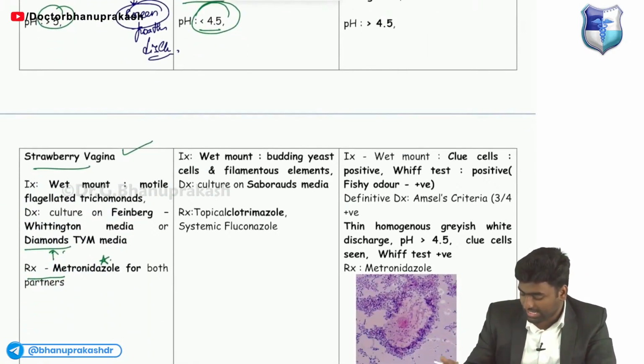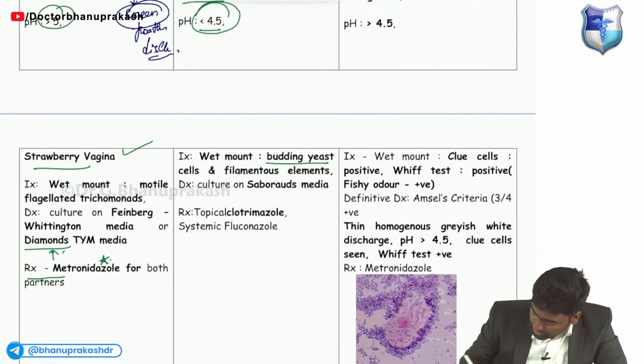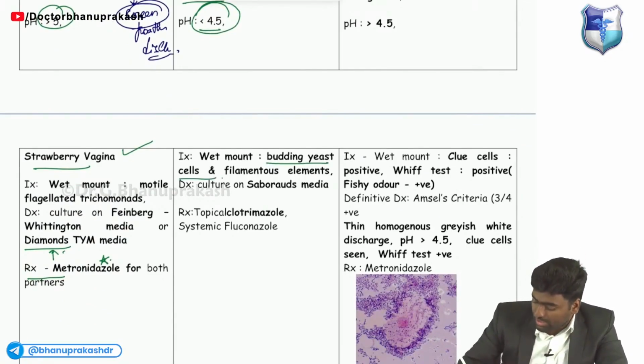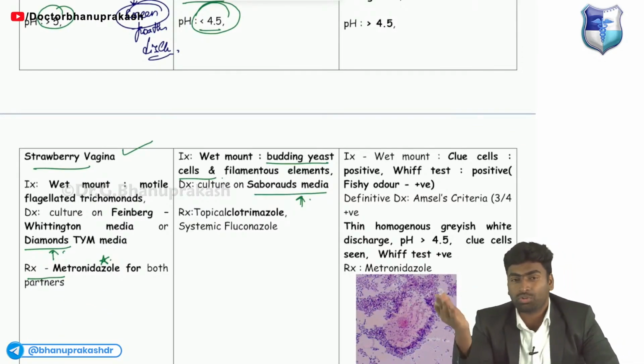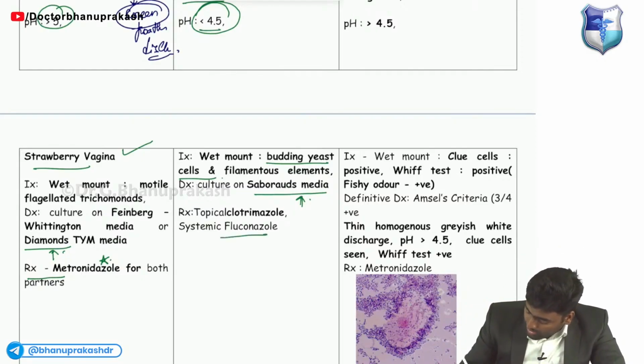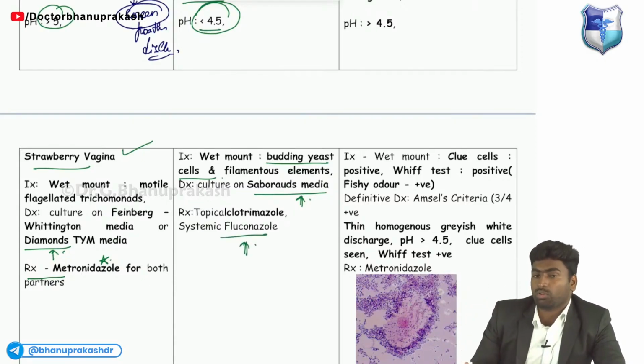candidiasis. And candidiasis will show budding yeast and pseudohyphae formation as well, and this can be cultured in Sabouraud dextrose agar. For this candidiasis, we'll use fluconazole or clotrimazole pessaries.